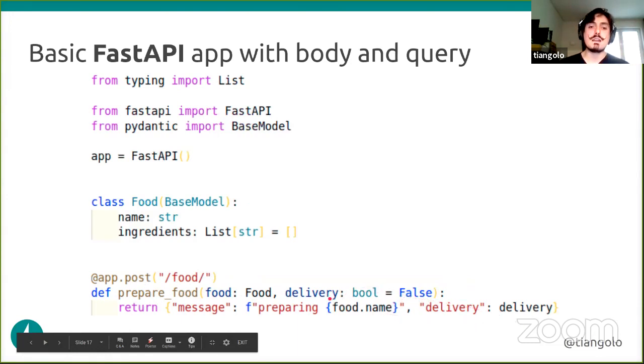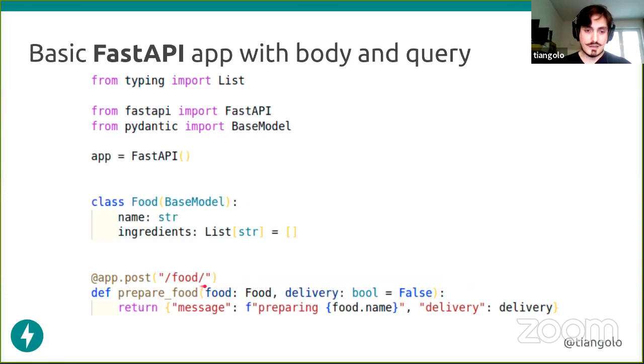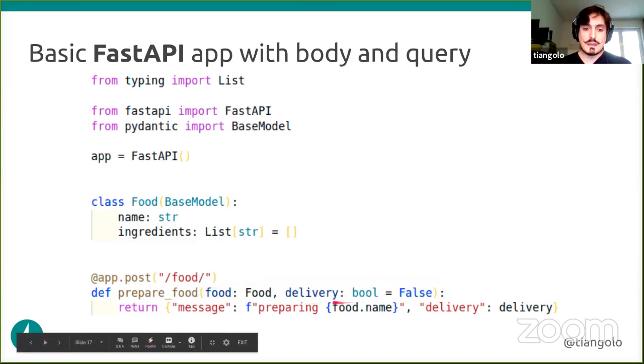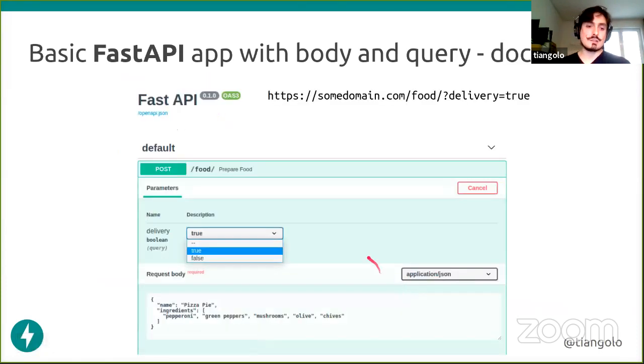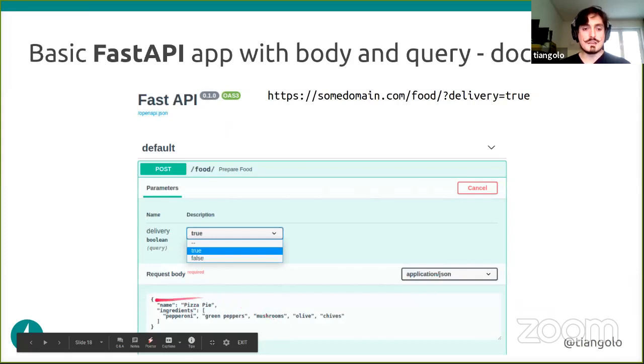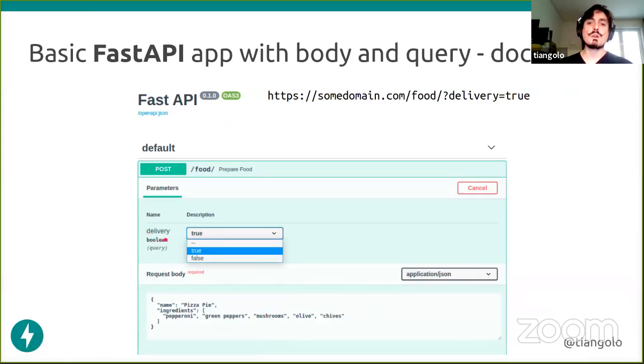But then FastAPI will recognize that this delivery is not part of the path, it is not a path parameter, and it is not a complex type like this Food here. So it's going to recognize that it can extract it from the query parameters. Then we have a body and a query parameter. If we see that in the docs, we can send the body here with the data shape that we declared. We can also send a delivery query parameter.